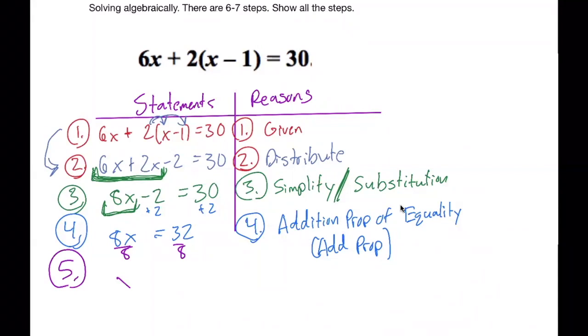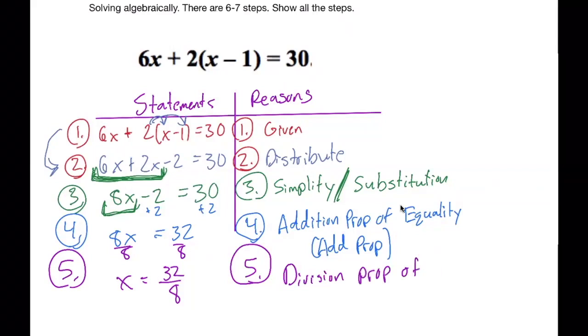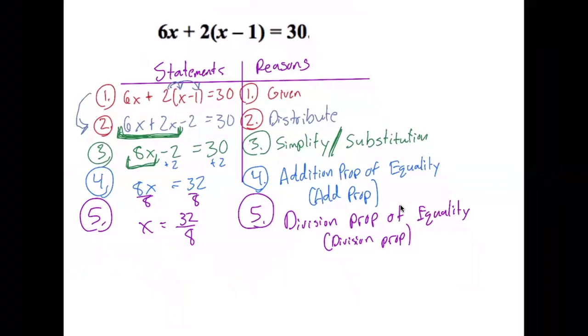So now I would have x equals 32 over 8, okay? Don't jump the gun yet, right? Some of you guys are probably saying x equals 4. You can't do that yet, okay? Don't jump the gun. So this would be called division property of equality. Technically, that's the official name, but we can just call it division property. Okay. I'm getting a feel for how this works here, guys.